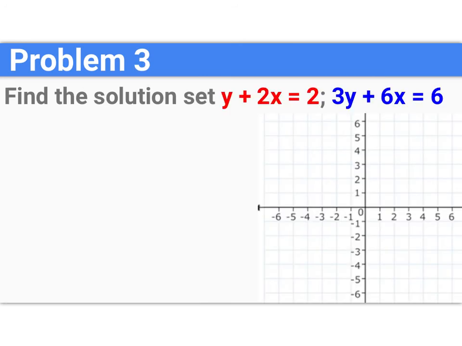Find the solution set. y plus 2x equals 2. So let's start with the red line. y plus 2x equals 2. Subtract 2x from both sides. y equals negative 2x plus 2. Start at 2. We go down 1, 2, and over 1. Down 1, 2, and over 1. Down 1, 2, and over 1. Up 1, 2, and over 1. And this is our line.